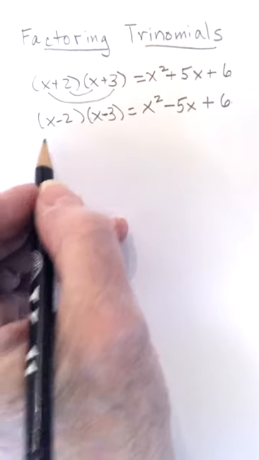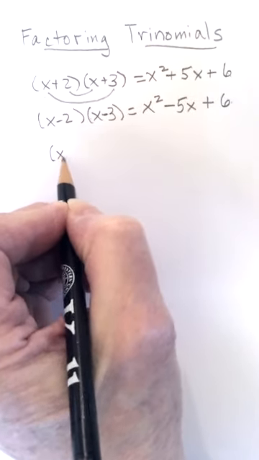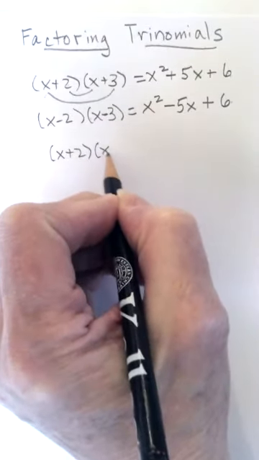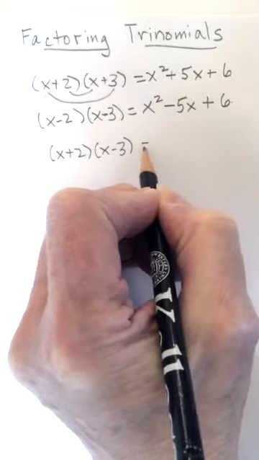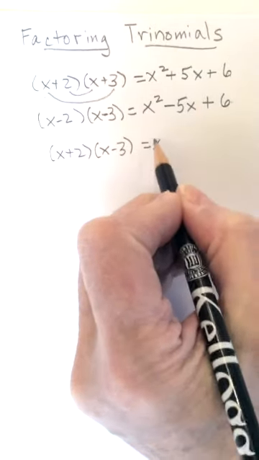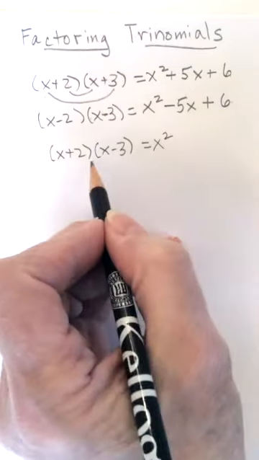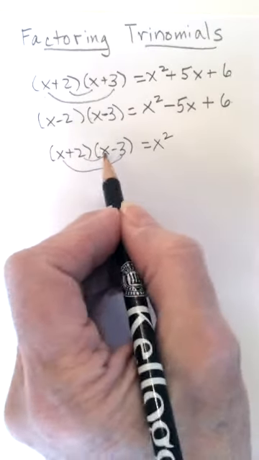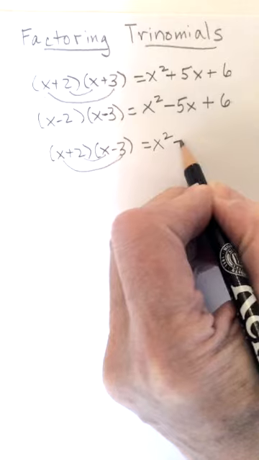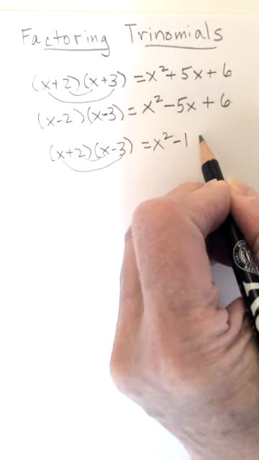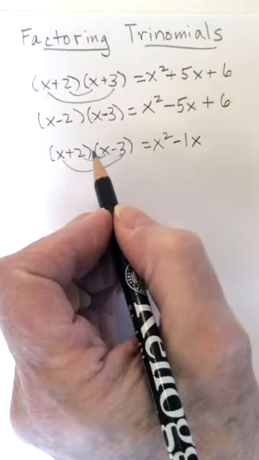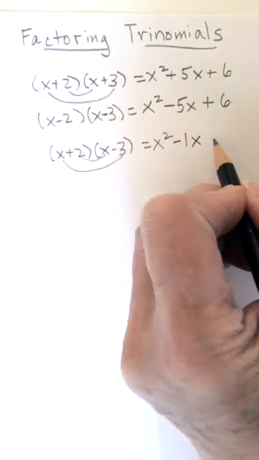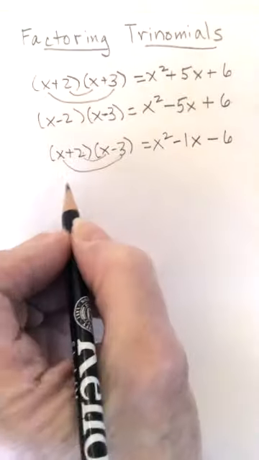If I change the signs here, so I have x plus 2 times x minus 3, what changes? I'll have x squared, and then for my middle term, I'll have negative 3x plus 2x is negative 1x. I'm actually going to write the 1 in there, although it certainly isn't needed. And positive 2 times negative 3 is negative 6.